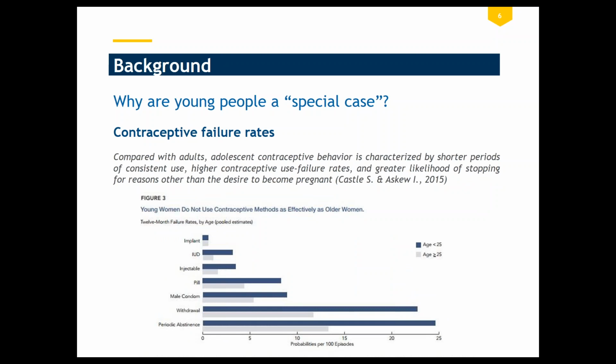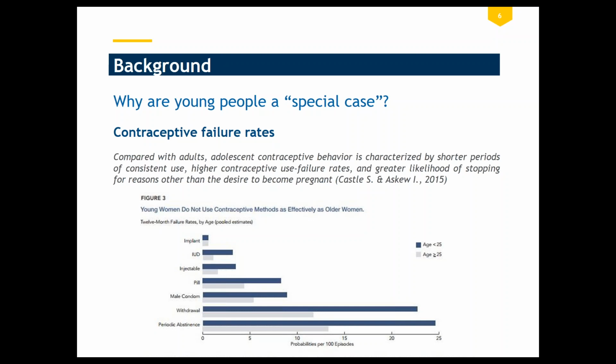Another thing that we found, when looking at studies and comparing the contraceptive failure rates, is that compared with adults, adolescent contraceptive behavior is characterized by shorter periods of consistent use, higher contraceptive failure rates, and a greater likelihood of stopping for reasons other than the desire to become pregnant, which we can guess about, but this can indicate that the methods used are not always the first choice of the young people and that there is a lack of knowledge on how to use, or what the correct type of contraceptive method is for their preferences.